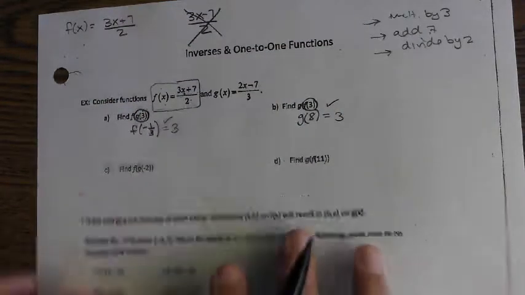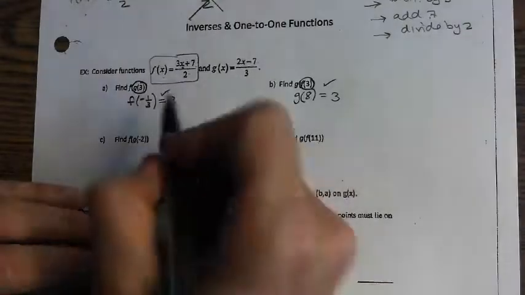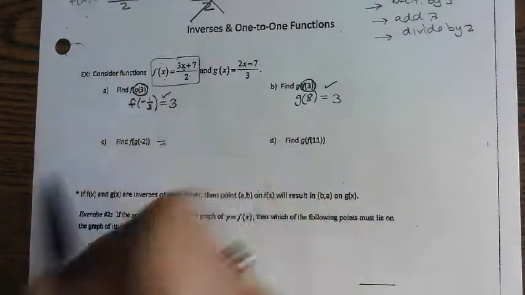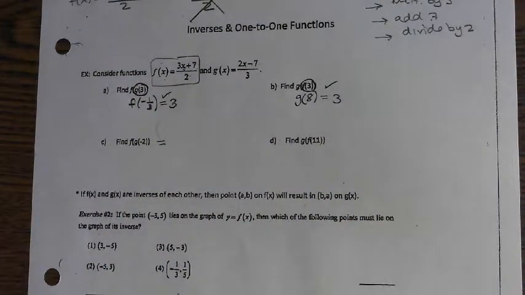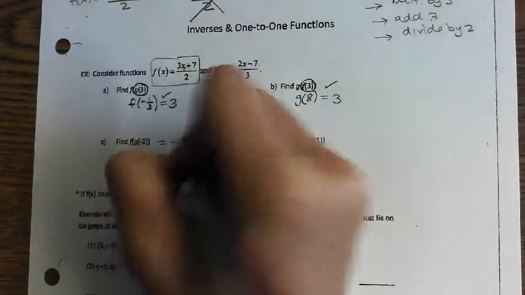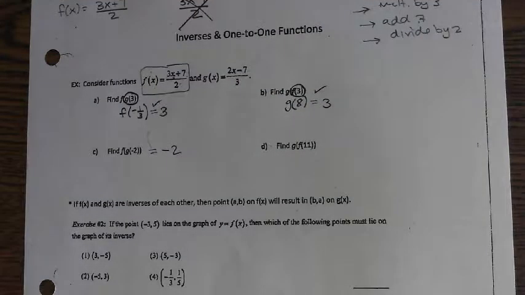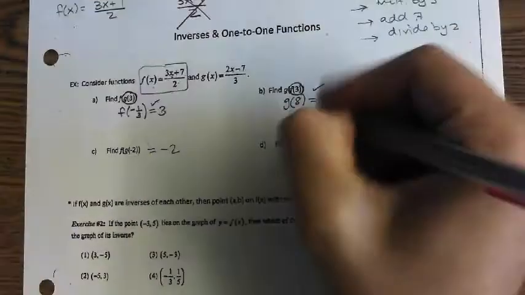And once you know they're inverses, save yourself the time. What's f of g of negative 2, Alexa? Negative 2. What's g of f of 11, Owen? 11.